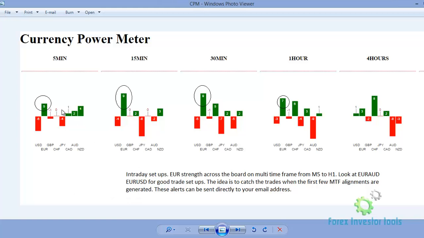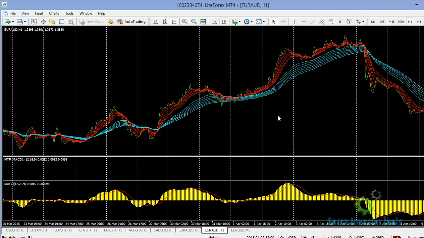So an alert typically would be euro is strong on all the time frames, and let's say you get another alert that AUD is weak on all the time frames. Now, when that happens, you can simply go long on euro AUD, and then you can grab a few pips from the market.